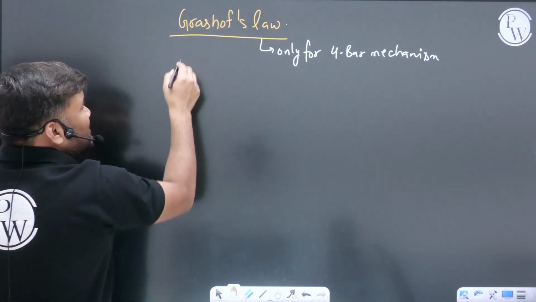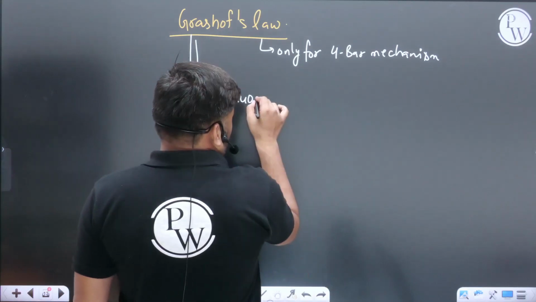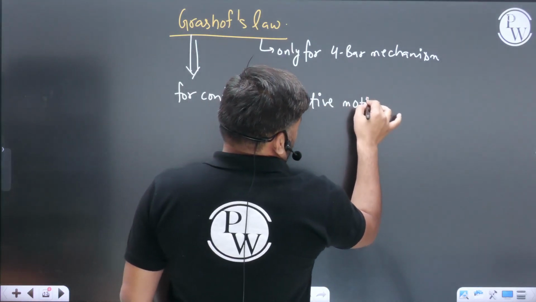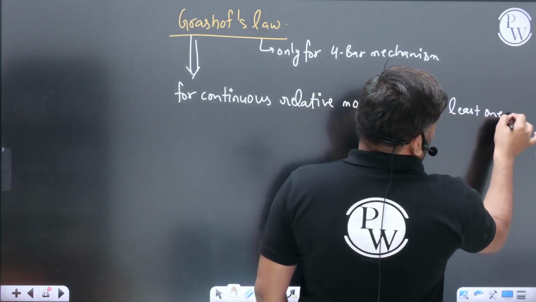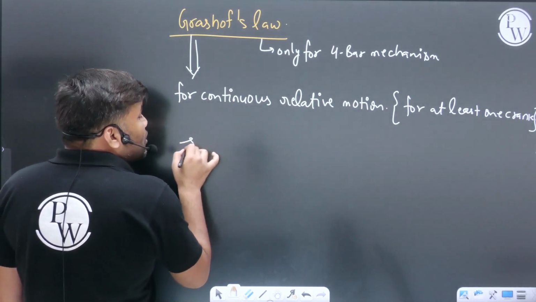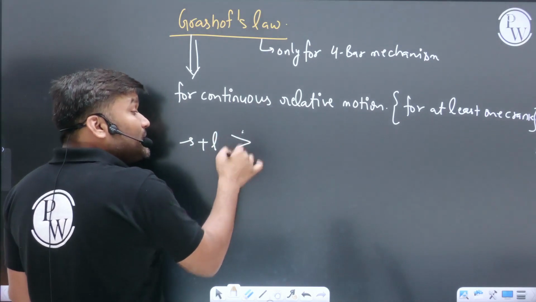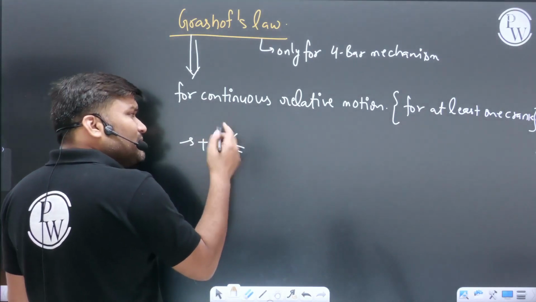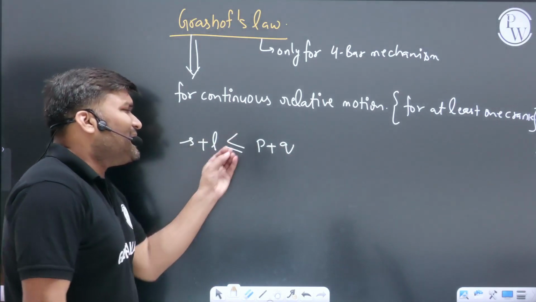What this law indicates? It indicates for continuous relative motion, means for at least one crank, links का length should be in such a way that summation of shortest plus longest link should not be larger than summation of other two links. It means if it should not be more than other two links का summation, तो फिर what are the conditions which may arise? Sir, less हो सकता है, equal हो सकता है. It may be less or equal than the summation, but greater नहीं होना है. So shortest plus longest link का summation should be less than or equal to p plus q.